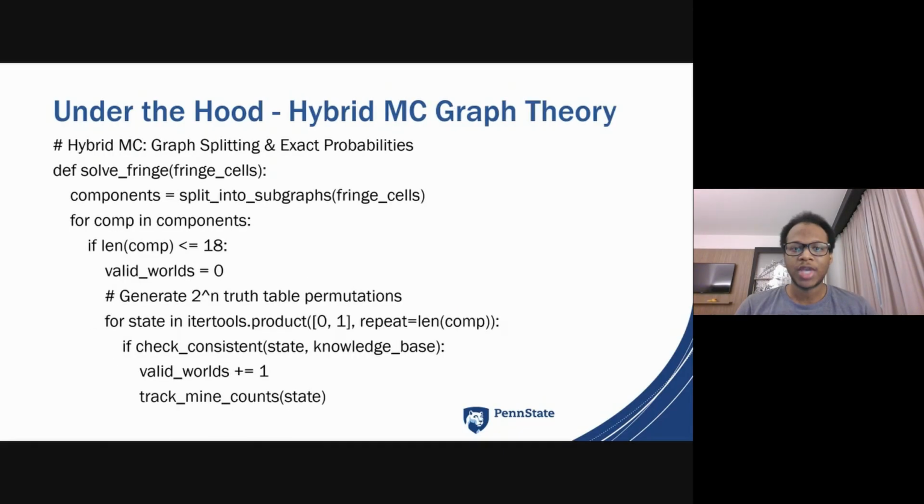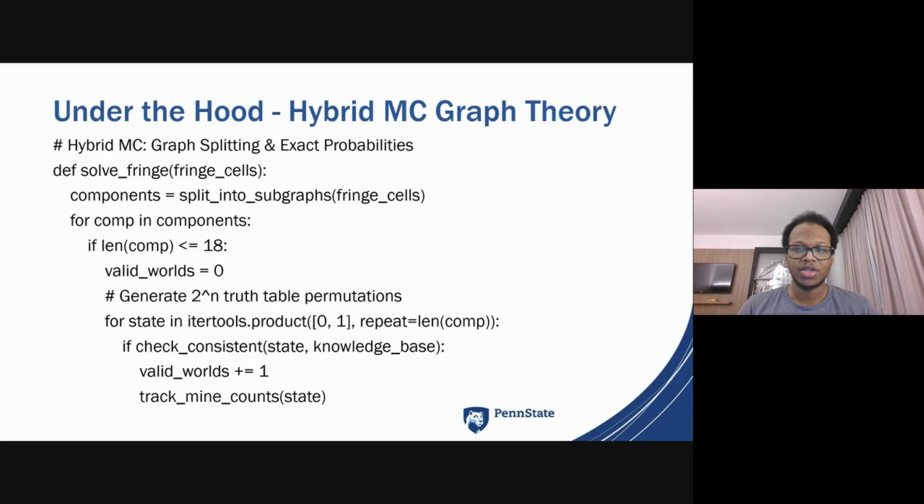To calculate true exact probabilities, our hybrid Monte Carlo agent relies heavily on graph theory. If you have a fringe of 30 cells, calculating 2 to the power of 30 is impossible. But if you map the overlapping equations as edges and nodes, you can run a connected components algorithm to split that massive fringe into independent disconnected subgraphs.